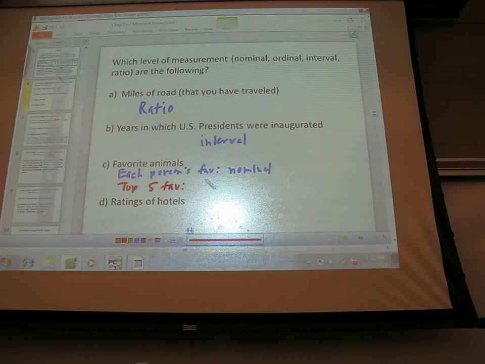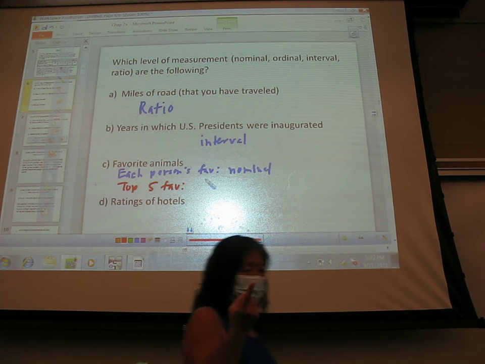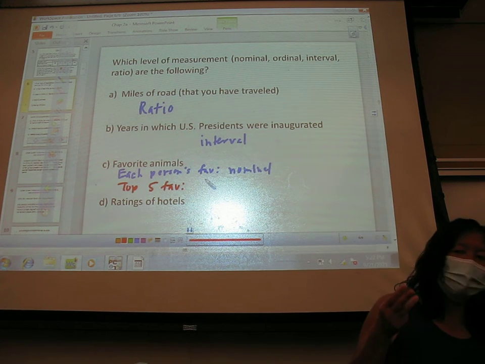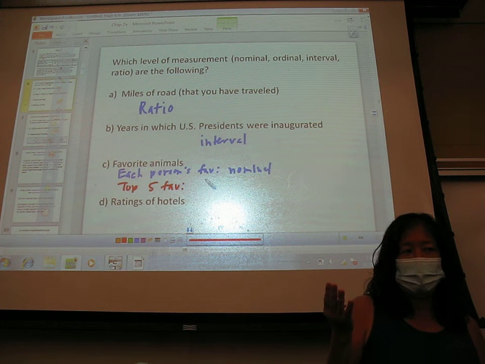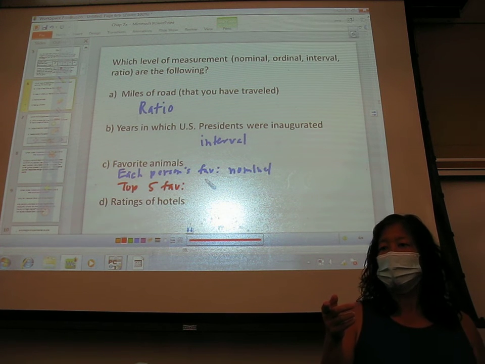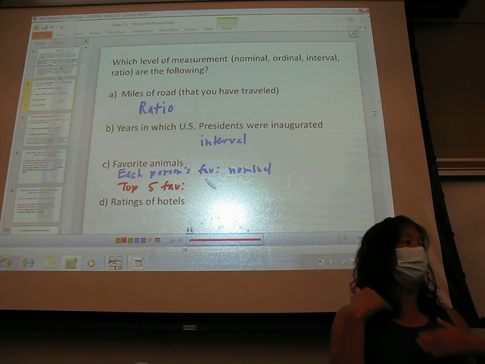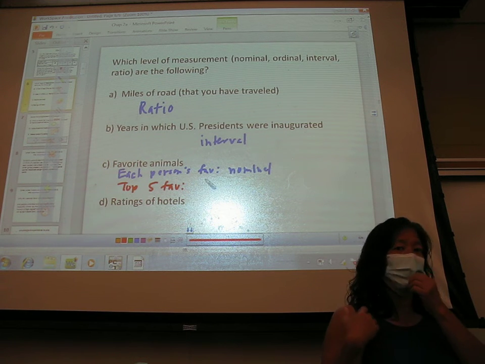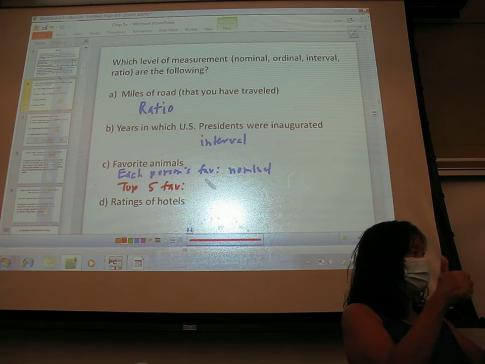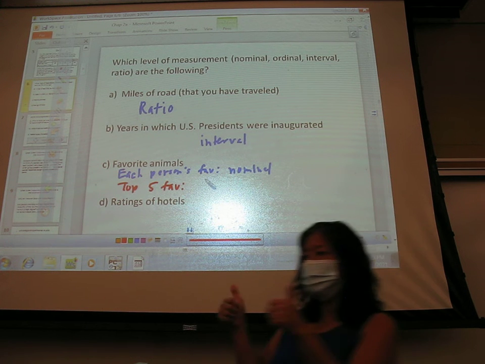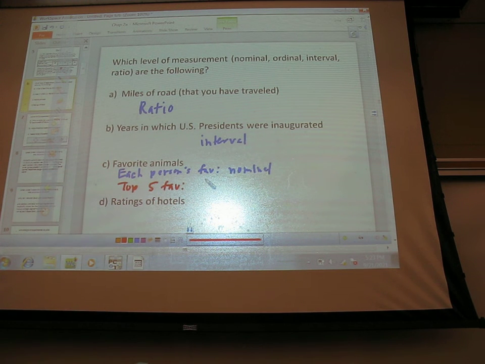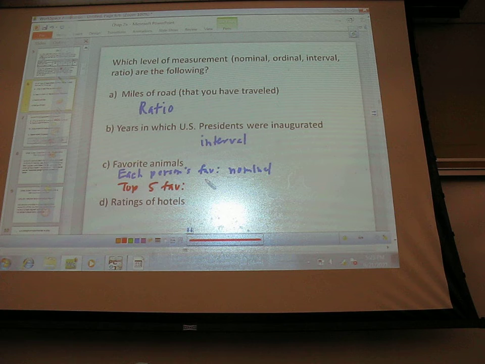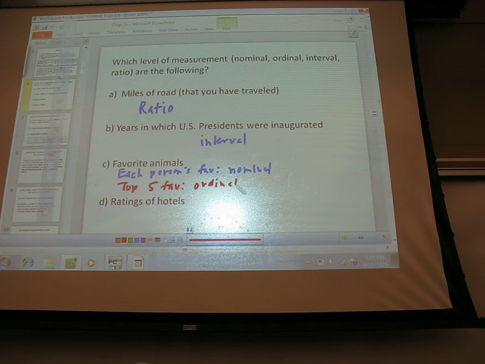Now, if you interpret it as my top 5 favorite, elephant, then penguin, then sea lion, then cat. Ordinal. Then there's an order to them. Does that make sense? And that would be ordinal. All right, does everyone see the difference there? So if that was your interpretation, then you would have said ordinal. All right, great.